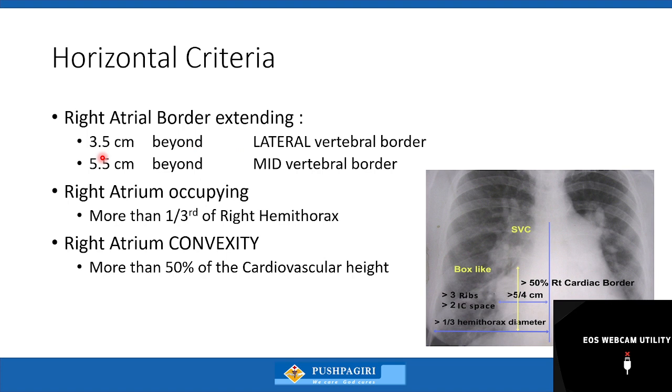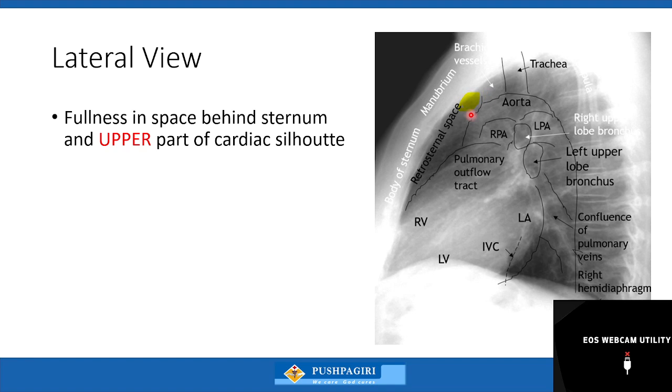Then in the lateral view, if the retrosternal space, the upper part of the cardiac cylinder, is occupied, though not in every case, then we can say there is right atrial enlargement.